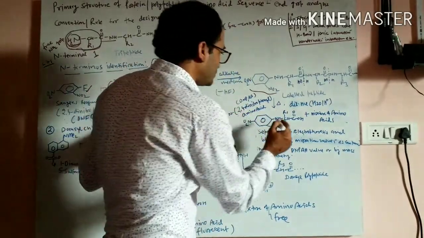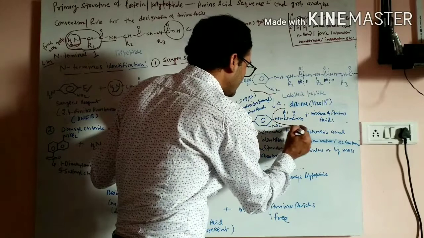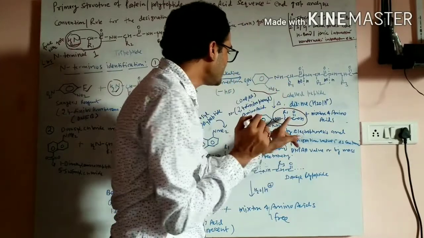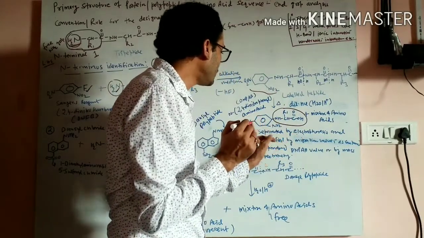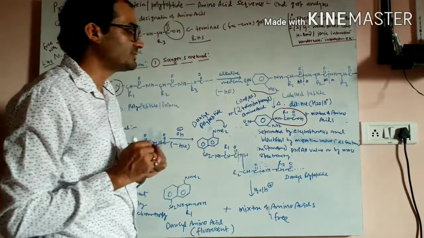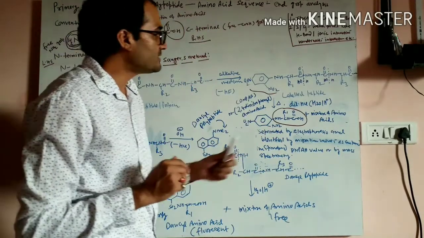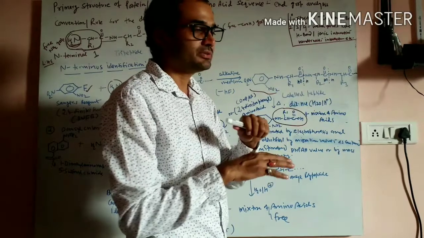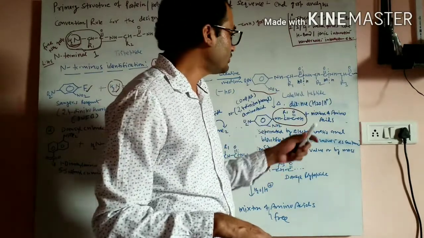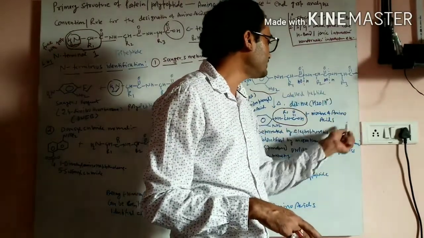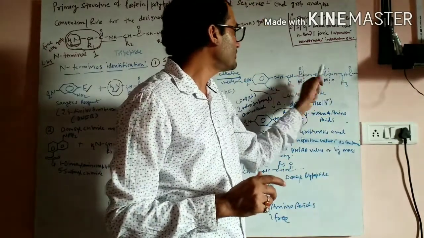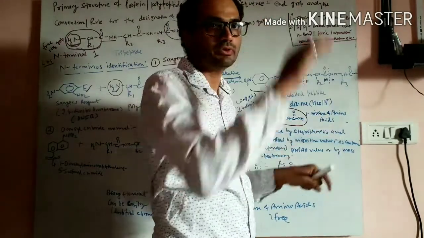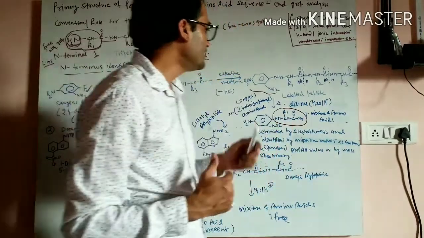This is the first amino acid, the N-terminal amino acid, which is combined with this 2,4-dinitrophenyl ring. And the rest of the amino acids will be in the solution. This is one amino acid, this is another amino acid, and so on. So we will have a mixture of amino acids in the solution.